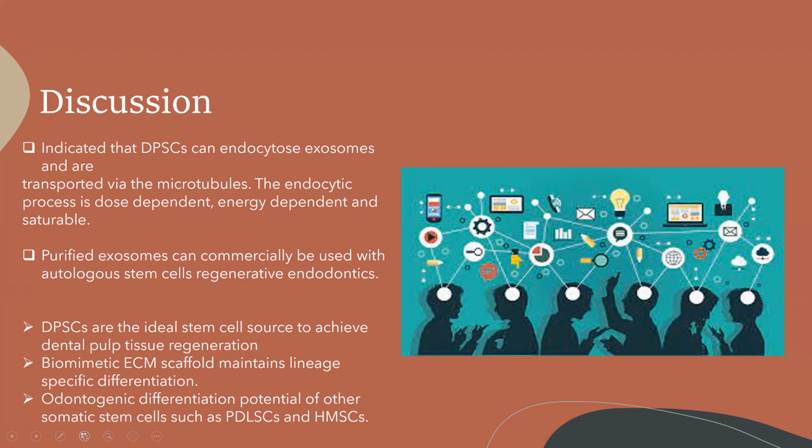Also, the studies show that the biomimetic pulp ECM scaffolds can induce odontogenic differentiation of 3 different MSCs, namely the DPSCs, the PDLSCs, and the HMSCs. This study also proved that it is possible to achieve ECM-mediated lineage-specific differentiation of multiple somatic MSCs without the need for complex growth factor delivery systems.